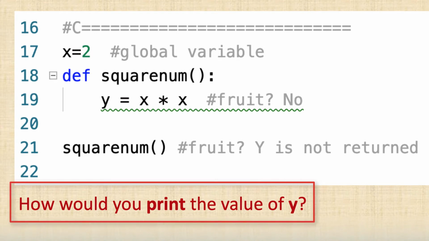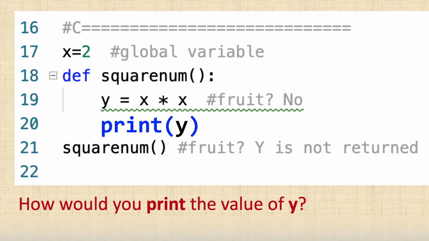Well, in this one, you would basically either have to print y inside the function, and then you would call the function and it would print out y. So you could have print y on the line after y equals x times x. That's one way. Or you could return y. If you returned y, then you could print out the fruit of the function.